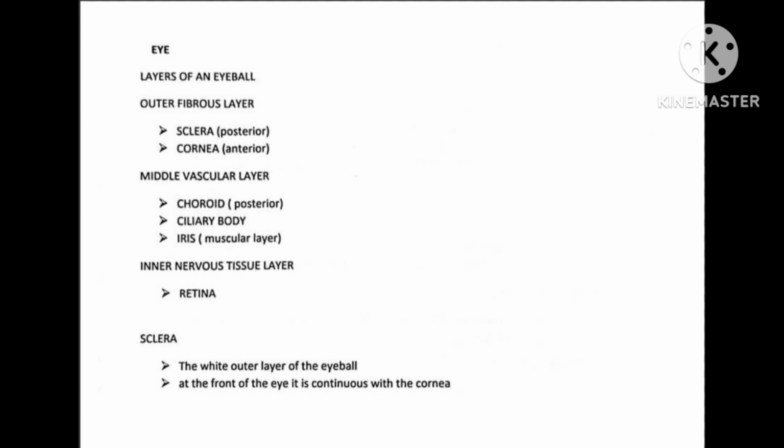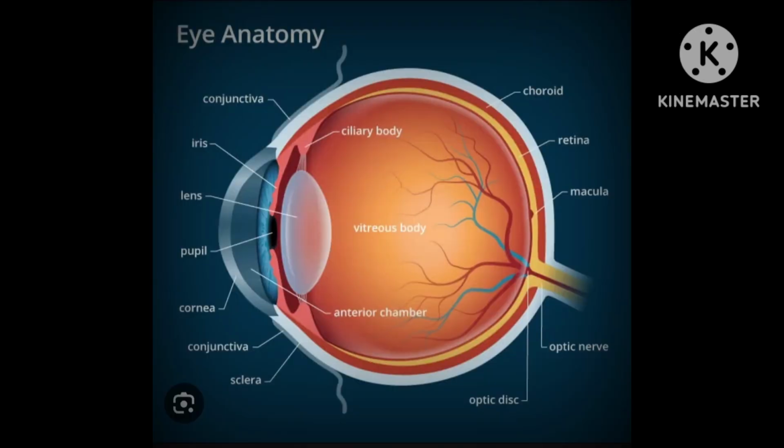First we will discuss about sclera. The white outer layer of the eyeball. At the front of the eye, it is continuous with the cornea. Sclera is the white outer layer of the eyeball. Cornea is the transparent front part of the eye that covers iris, pupil and anterior chamber. Next one is choroid. Choroid is the vascular layer in between the retina and sclera. Ciliary body. Ciliary body is the broad membrane extending from choroid, which is responsible for the production of aqueous humor.